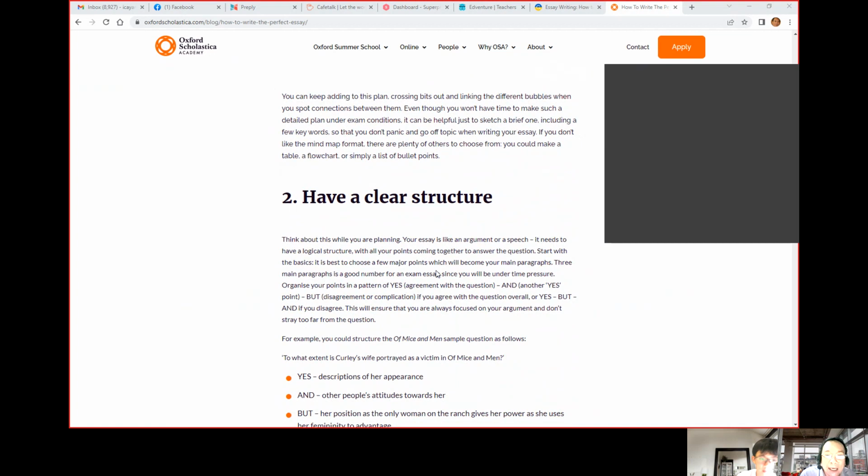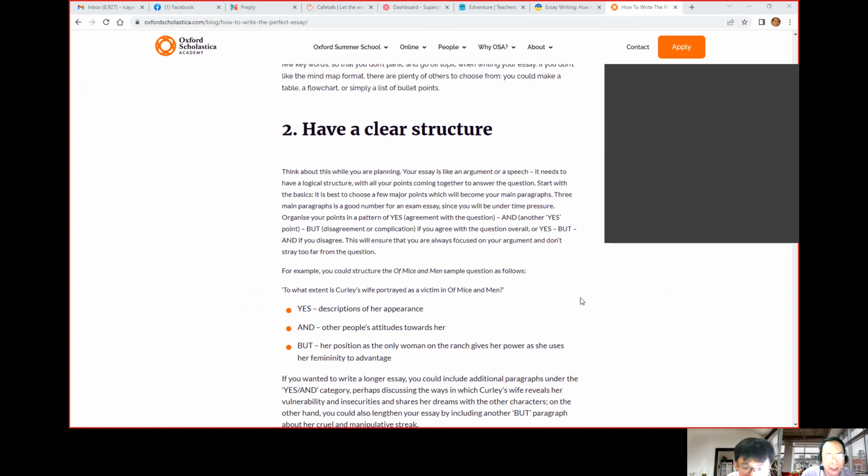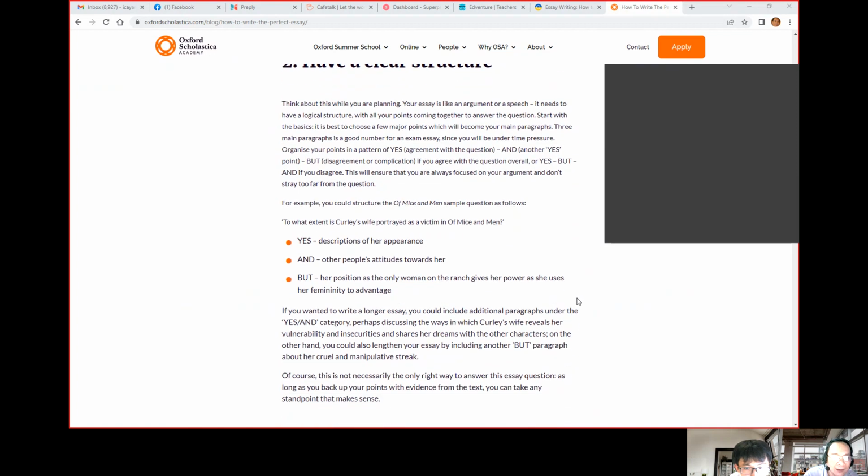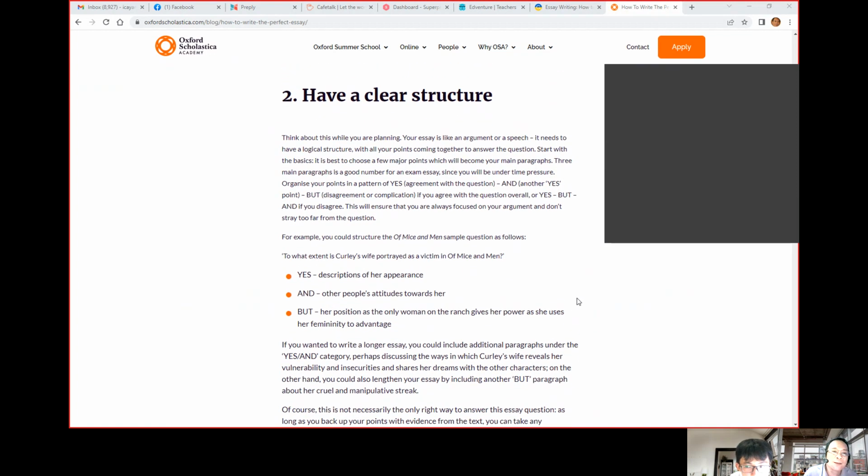Excuse me. Have a clear structure. So when we say have a clear structure, would you kindly explain to me, Khoi, what are your ideas when you say have a clear structure? From the word structure, what do you mean by this one? Structure, thus we put all of the sentences in order.